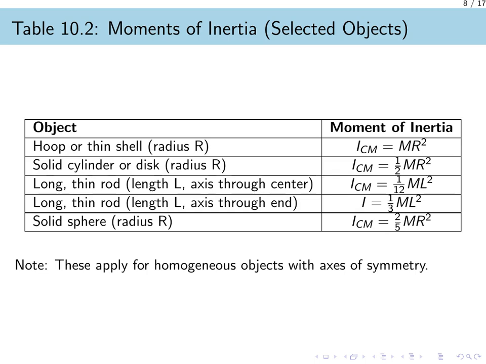For example, a solid disk has a smaller moment of inertia than a hoop of the same mass and radius, because more of the disk's mass is closer to the center. Also, compare the two cases for the thin rod. Rotating the rod about its center is much easier than rotating it about its end, and the formulas reflect this. The moment of inertia is 4 times larger when the axis is at the end. The key takeaway is that an object's resistance to rotational acceleration depends crucially on how its mass is distributed relative to the axis of rotation.